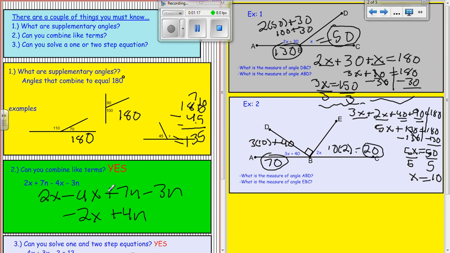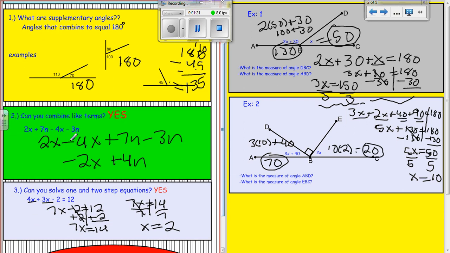Alright, can you combine like terms? Same ordeal as the last video. So we got 2x and minus 4x, so 2x minus 4x gives me negative 2x. 7n minus 3n is 4n. So we just combined our like terms and came up with our new expression.